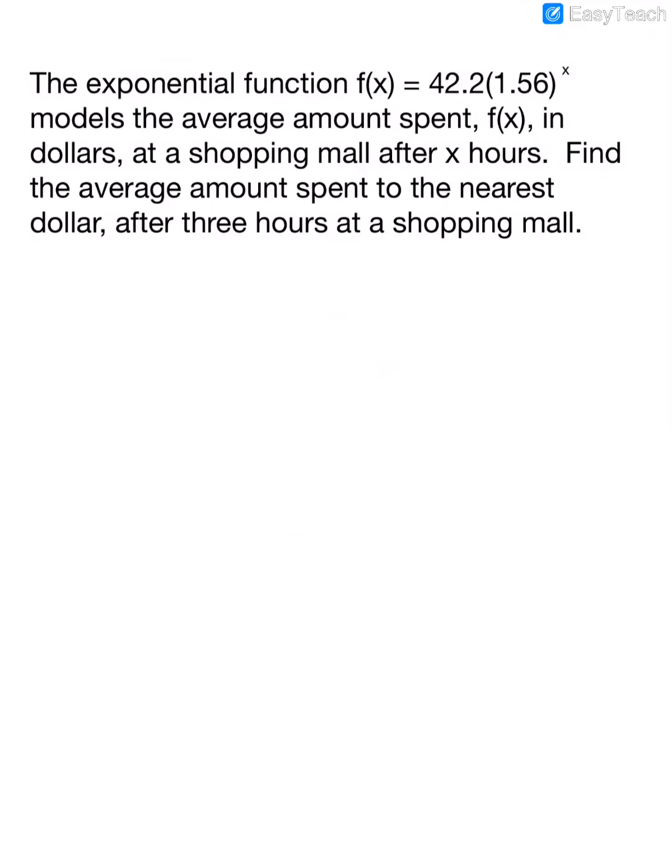The exponential function f of x equals 42.2 times 1.56 to the x power models the average amount spent, f of x, in dollars at a shopping mall after x hours. Find the average amount spent to the nearest dollar after 3 hours at a shopping mall. Well, this tells us that the x in the function represents the number of hours at a shopping mall. They want us to find the average amount spent to the nearest dollar after 3 hours. So all we need to do is replace the x in the function with 3.